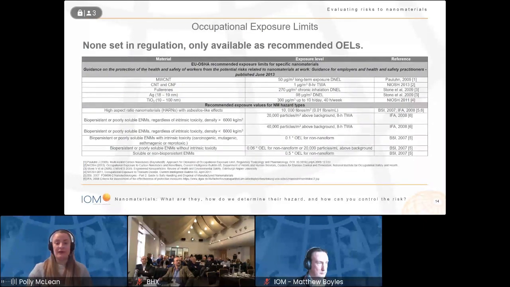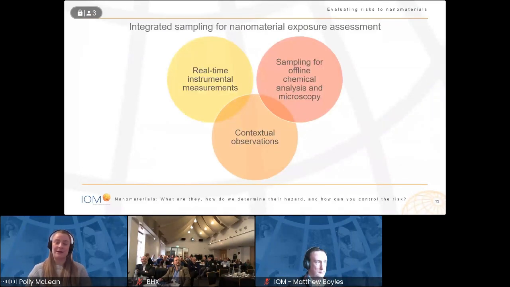But for those that their hazards are maybe not well known, there are a range of recommended OELs that can be used that are just widely based on the nanomaterial property. And these are based on particle numbers per volume. And to measure that, we'd use this integrated sampling strategy, which I'll go into a bit more detail now.